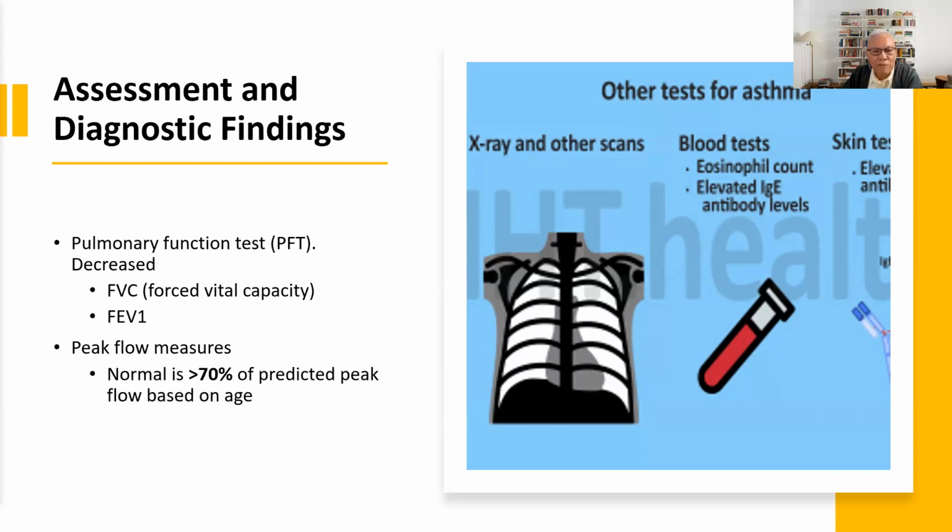So the severities of acute asthmatic attacks are going to be reflected by a decrease in the PEFR, or the peak flow measures. Okay, so those are the two items that I'd like for you to remember: the pulmonary function test, as well as the peak flow measures. So these peak flow measures, you have to look at a nomogram or a chart to find out what the normal value is for that age.